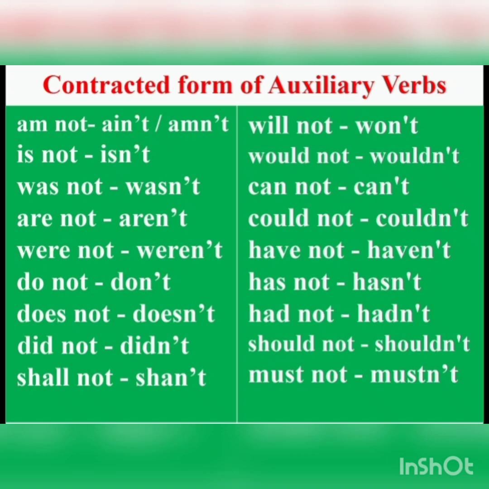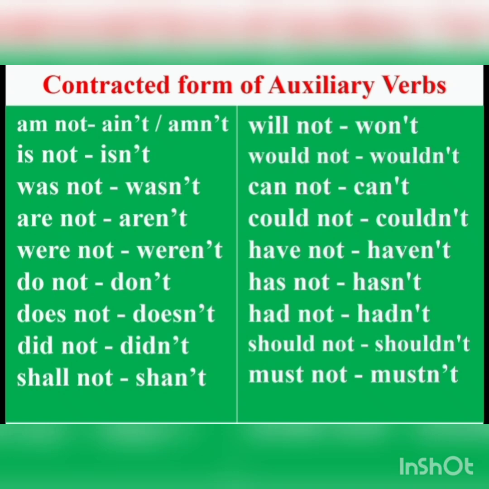This slide contains contracted forms of auxiliary verbs. For example, am not. Here you find a space between am and not. And the contracted form may be ain't or amn't.